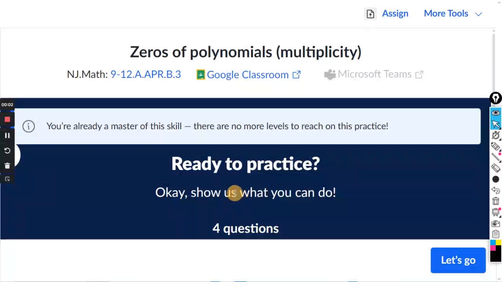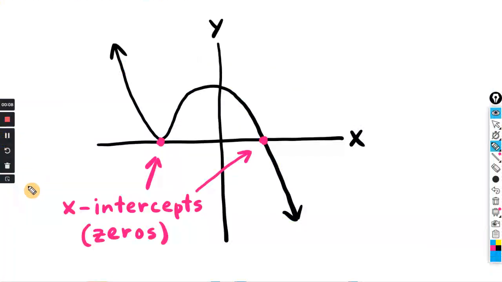This will be for the Khan Academy exercise, zeros of polynomials, multiplicity. So first I want to establish what is defined as the zeros. As you can see here, we have a graph, and these points in pink, where they touch the x-axis, those are the x-intercepts, or the zeros. The reason they're called the zeros is because they are on the x-axis.